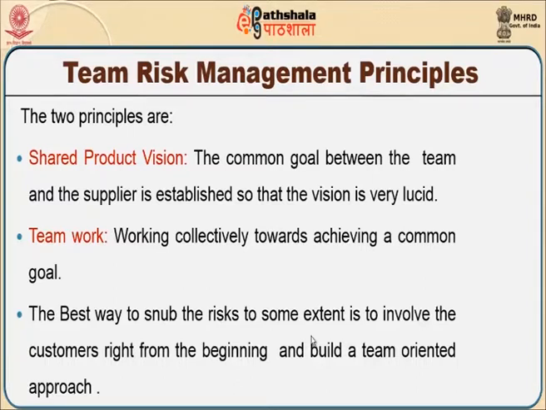As a team, the risk management principles are looked after from two different principles. One is called a shared product vision, the other is teamwork. Shared product vision is a common goal between the team and the supplier, and this is to be established so that the vision is very lucid. Whereas teamwork means we work collectively towards achieving a common goal. The best way to reduce risk to some extent is to involve the customers right from the beginning and build a team-oriented approach. If we wanted to reduce the quantum of risk, we may involve the customers as members of the team, so that every approach we produce, customers are also involved, thereby their feedback would impact a lot.